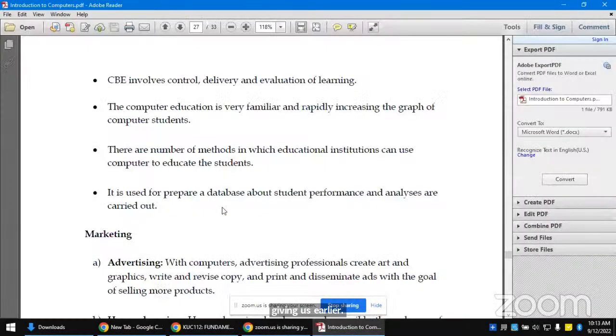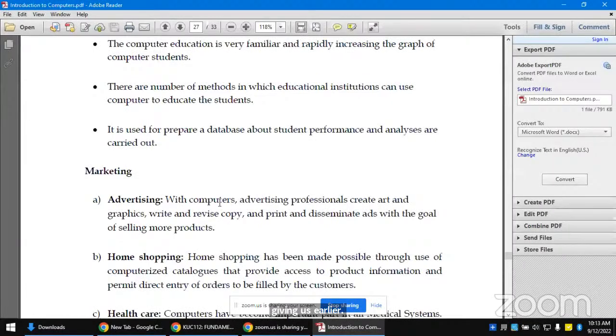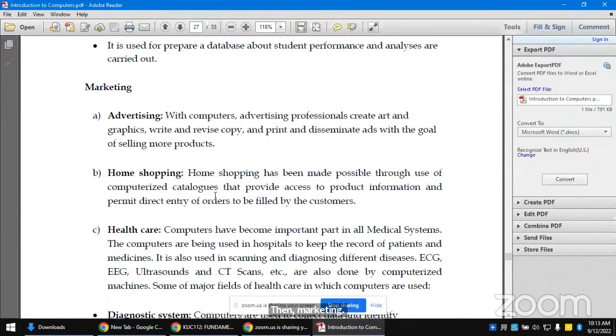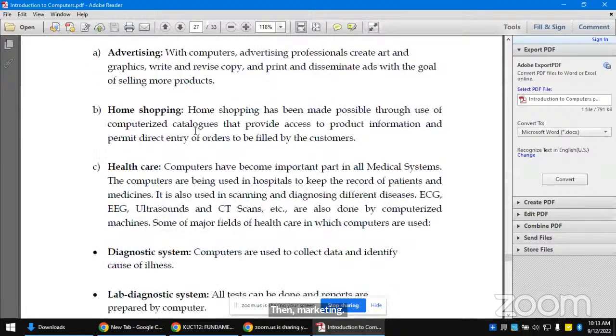Then marketing. Computers are used in marketing. Computers can be used for advertising and home shopping. These days you can shop, especially in Nairobi. It is now becoming a norm. Even getting medicine in your house, you just call. You can shop online.